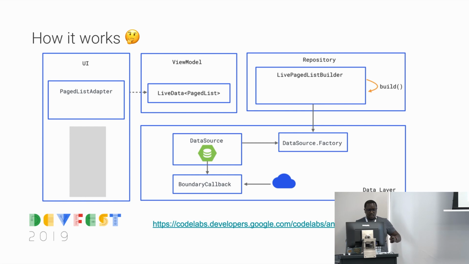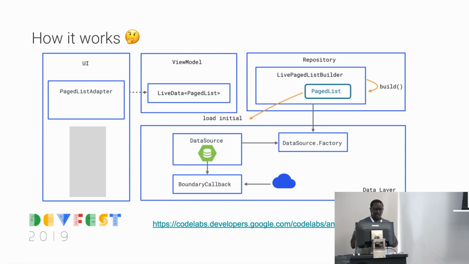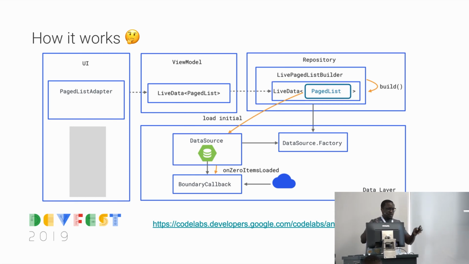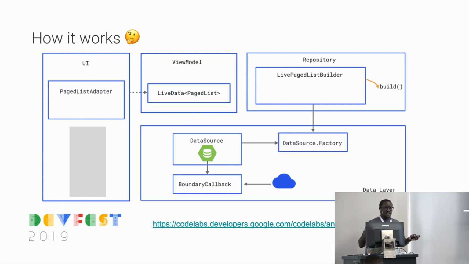So now, pretty much under the hood, this is how things work. On this one side, we have our page list adapter, which is part of the UI. And then we have our live data and page list. That's the view model, a lifecycle-aware data structure that allows you to maintain your state whenever you have configuration changes.